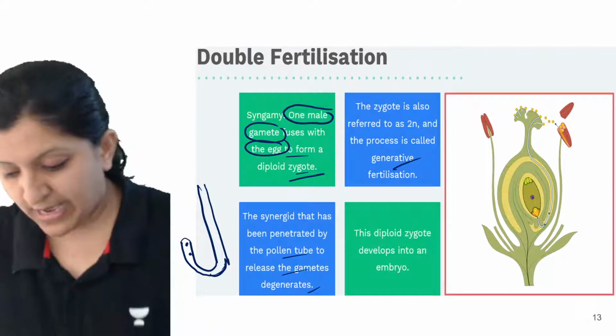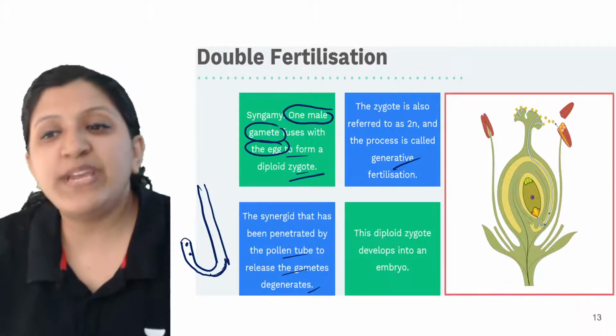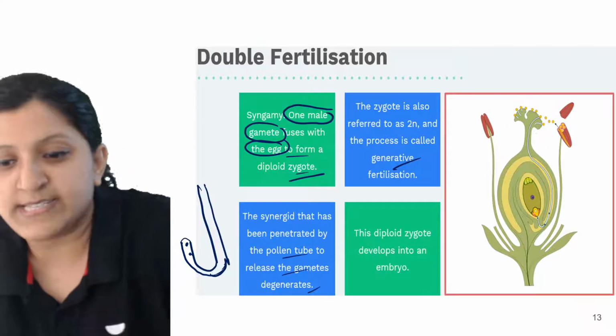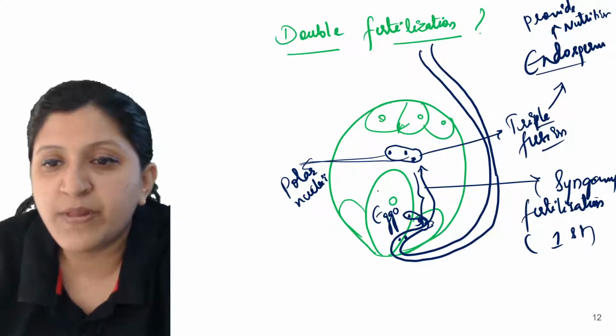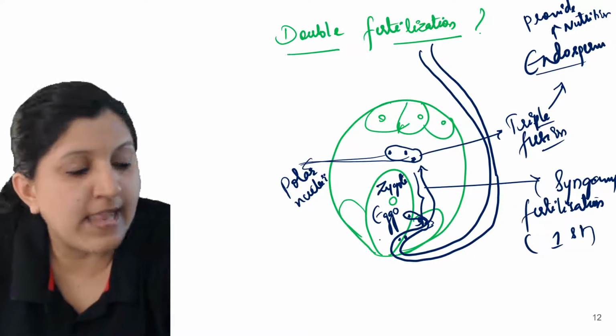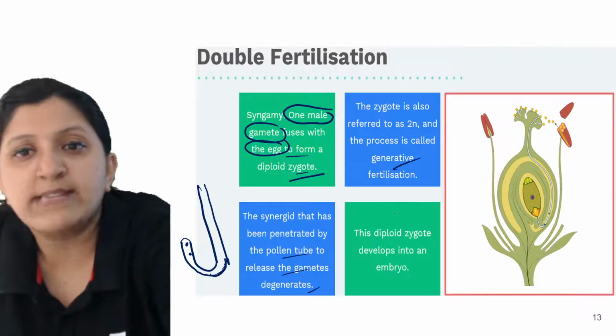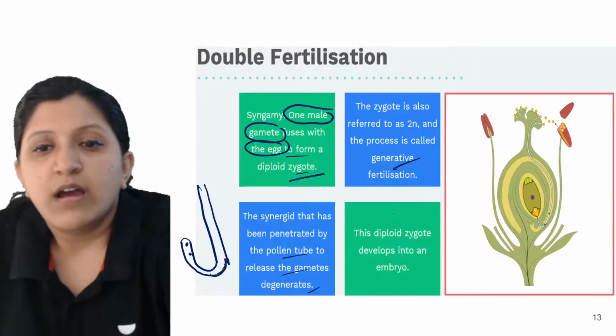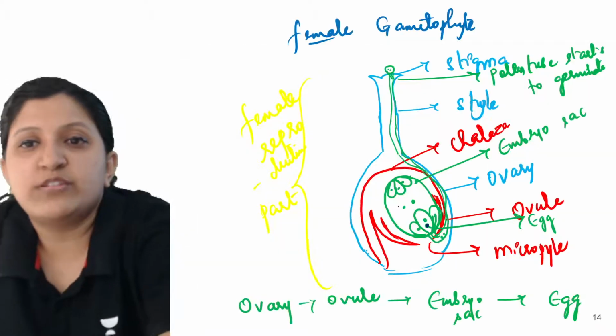So where is that diploid zygote? It is the fusion product itself. This one we can now call a zygote. That is only the egg cell after the fusion has occurred. Okay, alright, so the diploid zygote we saw.